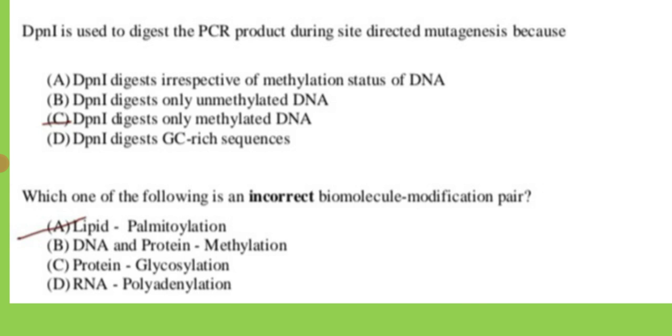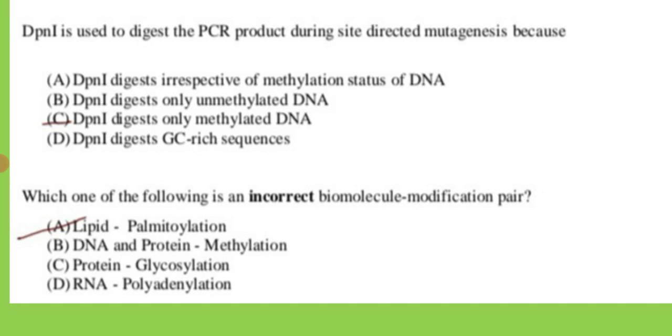DpnI is a type 2 restriction endonuclease. The source for this enzyme is a bacterium, Diplococcus pneumoniae. DpnI is specific for methylated and hemimethylated DNA. Since DNA isolated from E. coli strain is Dam methylated, it is susceptible to DpnI digestion.